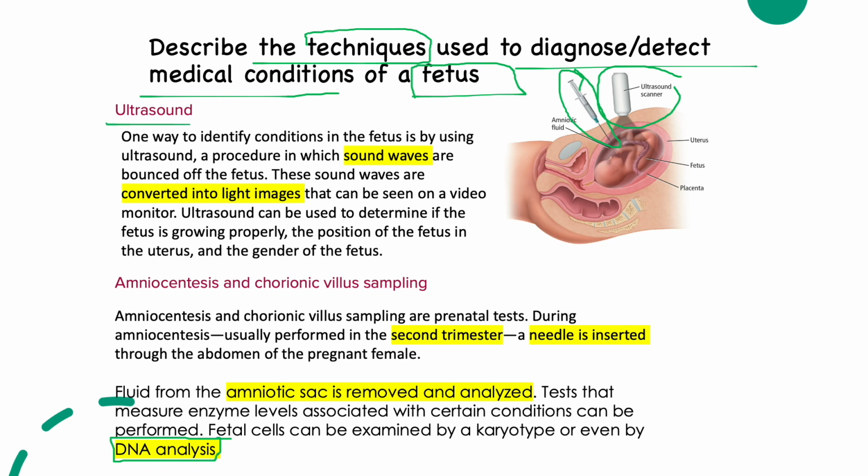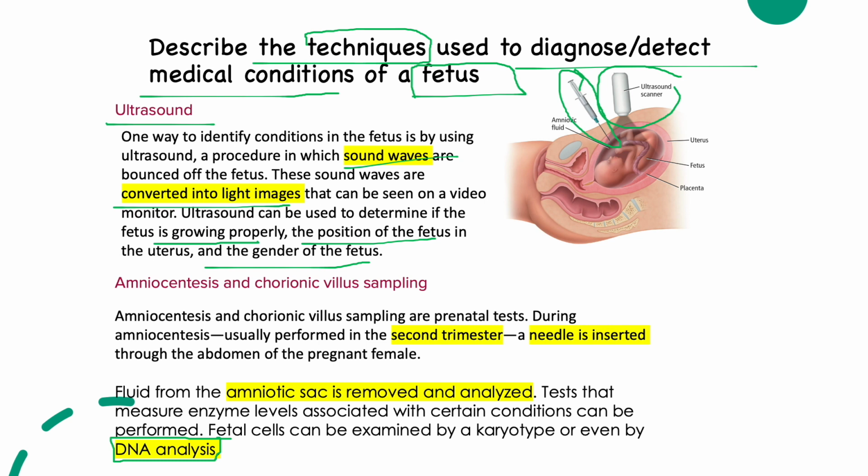Ultrasound is a technique that uses sound waves, which are converted into an image, and this can be done in any trimester, either 1, 2 or 3. The main purpose of this is to see if the baby is growing properly, if the baby's position is good, and what the gender of the fetus is. So we need to see if the baby is male or female. This can be done in any trimester, first, second or third.